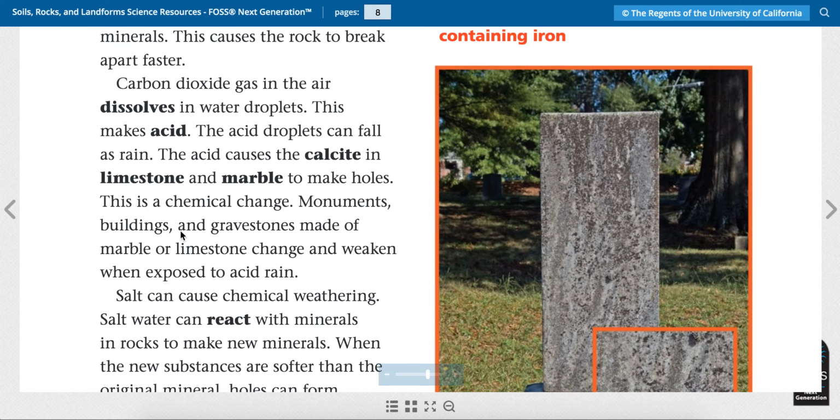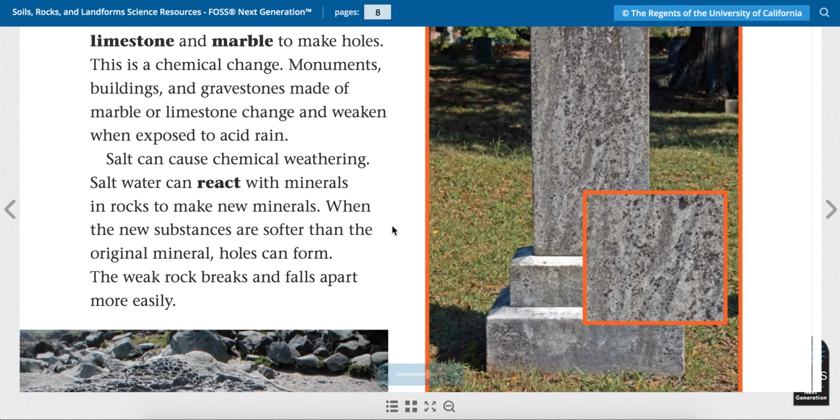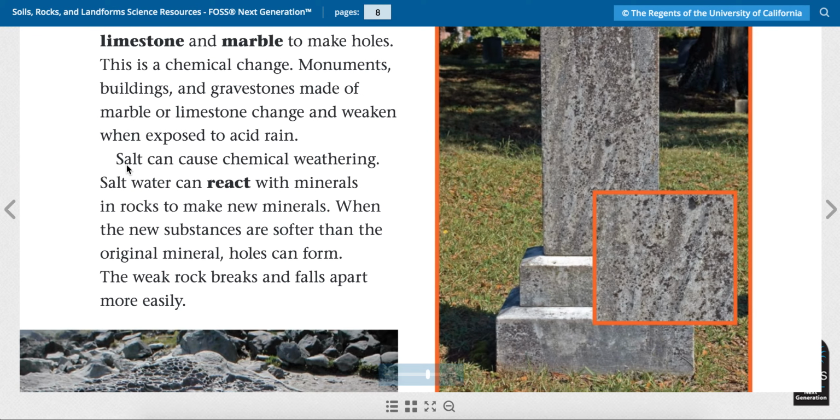Monuments, buildings, and gravestones made of marble or limestone change and weaken when exposed to acid rain. So pollution causes acid rain. So the rain, it's not clean anymore, so it's acidic. So it's acid rain, and that makes the rocks have holes in them, kind of like the pictures that we were looking at. Last paragraph.